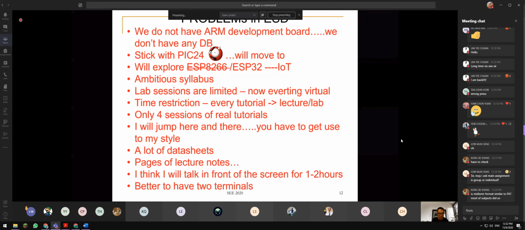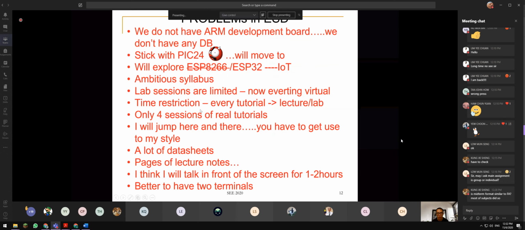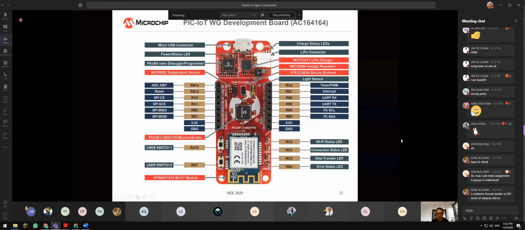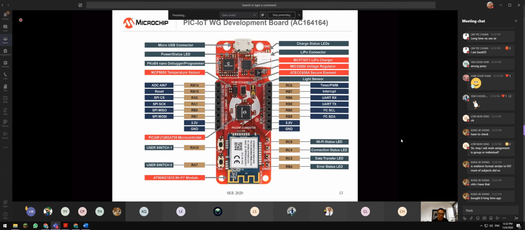That's why I asked you to have 2 terminals. Class, this is the board we're going to use next semester, next year. We are no longer using PIC24, and no longer using ESP32. We directly migrate to this IoT-based Microchip development board. It's very interesting. I already purchased a lot of different kinds of sensors, including a LoRa sensor. But this is not this semester, this round is next year.